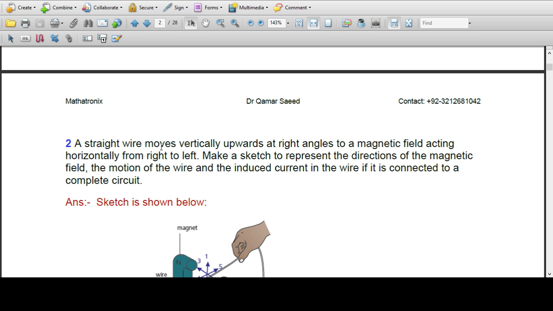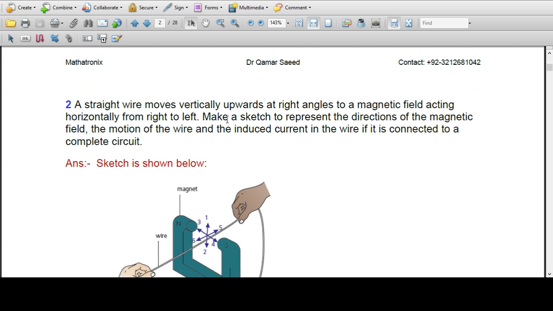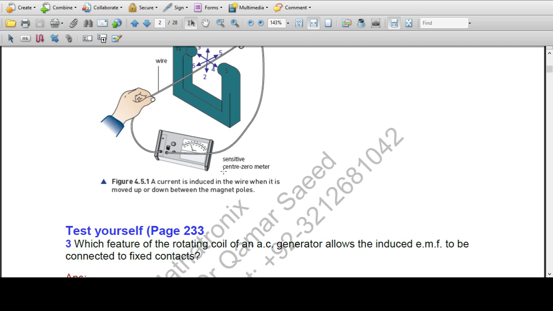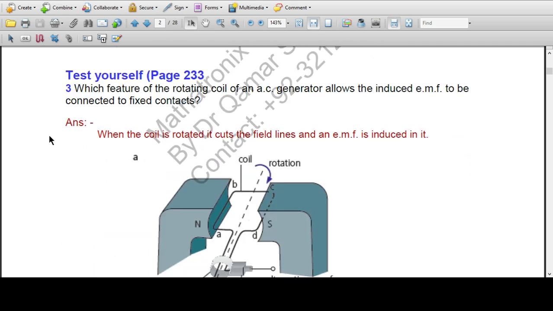A straight wire moves vertically upward at a right angle to a magnetic field acting horizontally from right to left. Make a sketch to represent the direction of the magnetic field, the motion of the wire, and the induced current in the wire, if it is connected to a complete circuit. So this kind of sketch we will show in a later part.